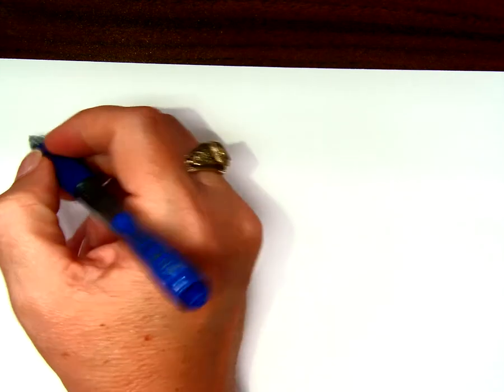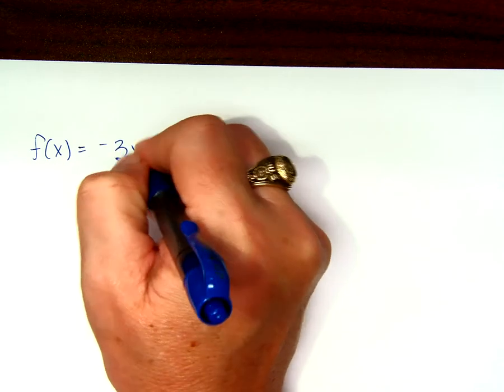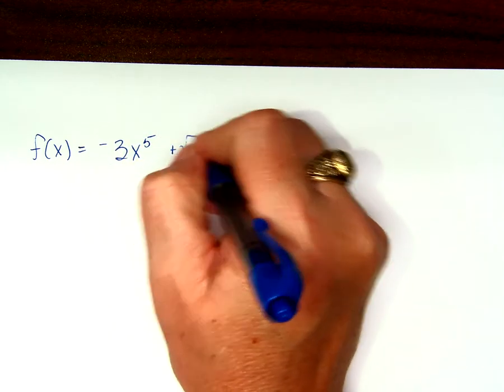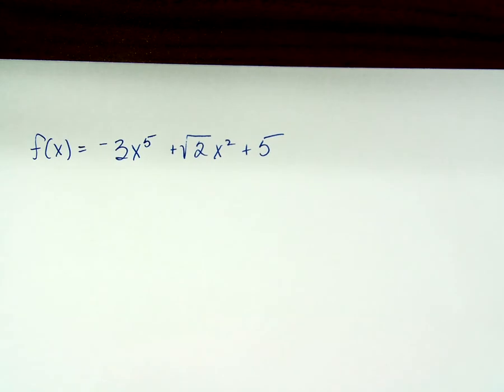So if we're going to identify a polynomial function, we have to know what a polynomial function is. Okay? If I give you a sample, like f of x equals negative 3x to the fifth plus the square root of 2x squared plus 5, I need you to be able to look at that and tell me either yes or no. Yes, it's a polynomial function, or no, it's not a polynomial function. Okay? So, just for the record, the definition of a polynomial function reads like this.